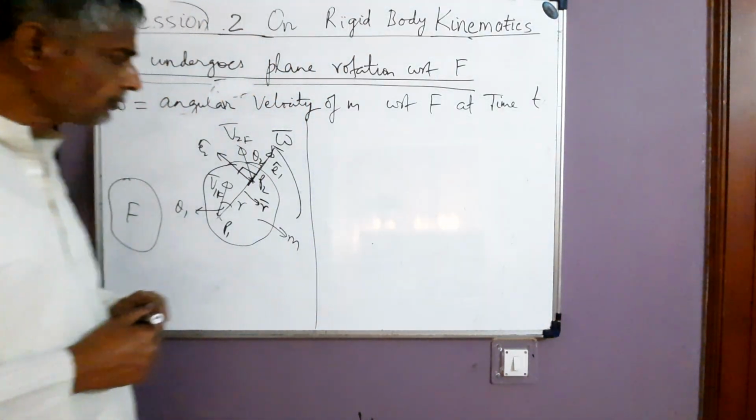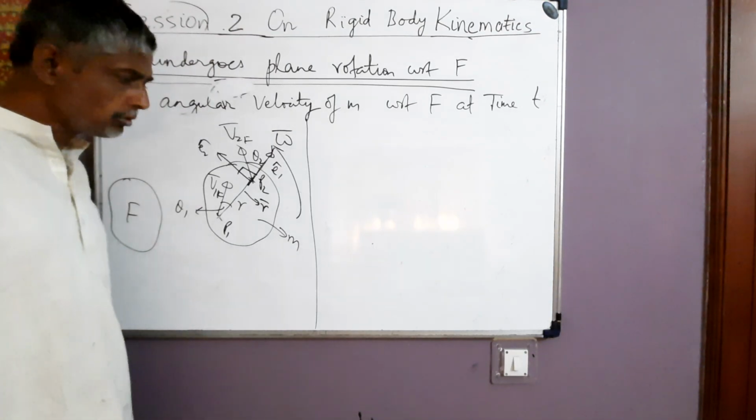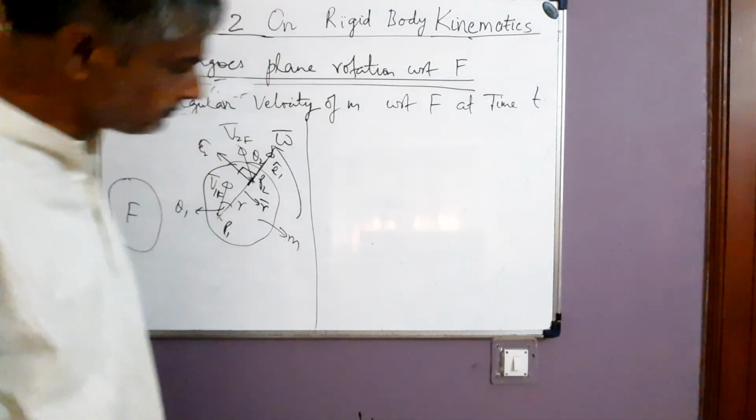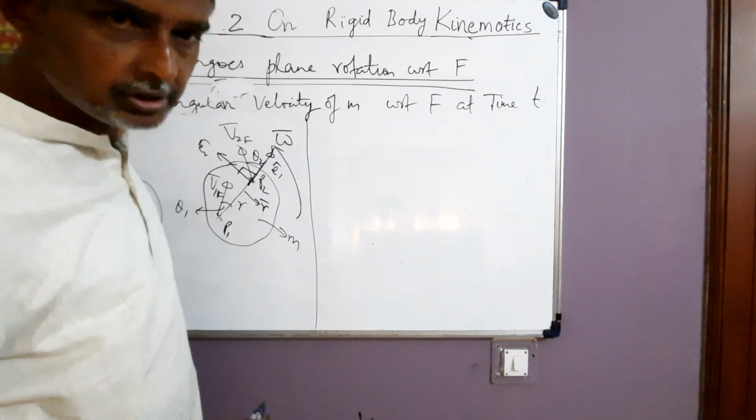What is that second definition? Omega is equal to relative normal speed by separation. Omega is just equal to relative normal speed by what? Separation.